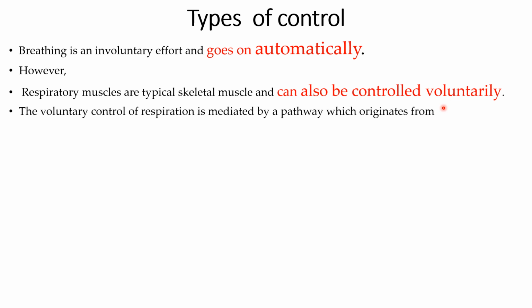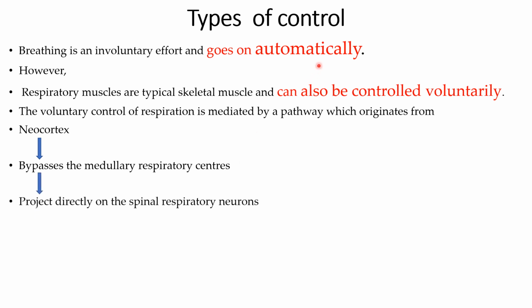Because it is voluntary, and because the respiratory muscles are skeletal muscles supplied by somatic motor neurons, obviously the main center for this control is the neocortex, the cerebral cortex, but this bypasses the medullary respiratory centers. The medullary respiratory center is the main center for the automatic control of respiration. From the neocortex, the signals project directly to the spinal respiratory neurons, which ultimately supply the respiratory skeletal muscles.